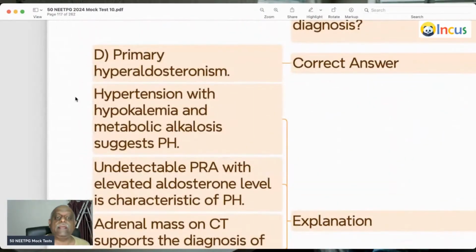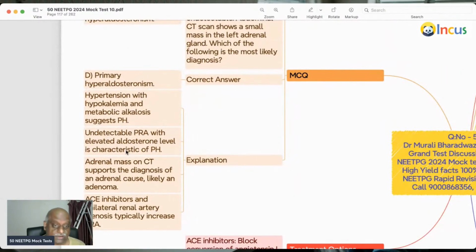Hypertension with hypokalemia and metabolic alkalosis. Whenever the aldosterone is high, it will lead to retention of the sodium, loss of potassium and H plus ion. Loss of H plus ion into urine will lead to metabolic alkalosis. Loss of K plus ion into the urine will lead to hypokalemia. Retention of the sodium will lead to hypertension. The combination is what you need to remember.